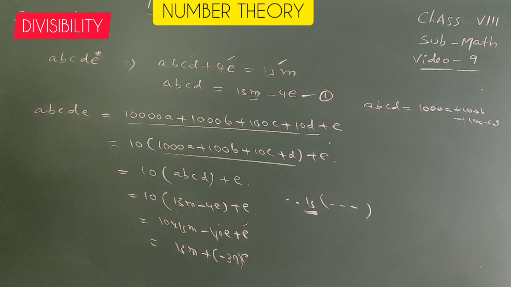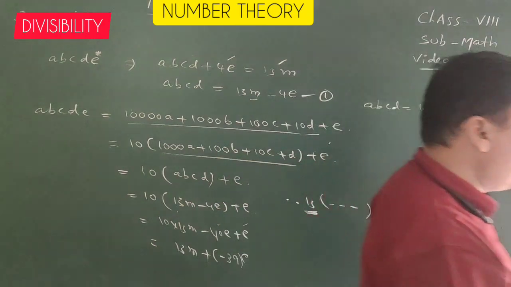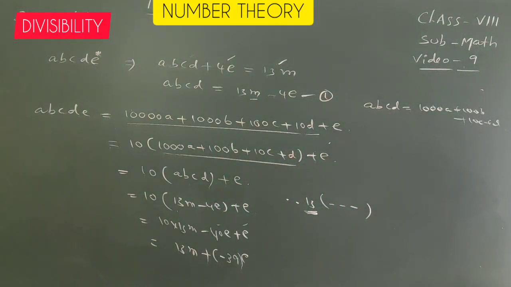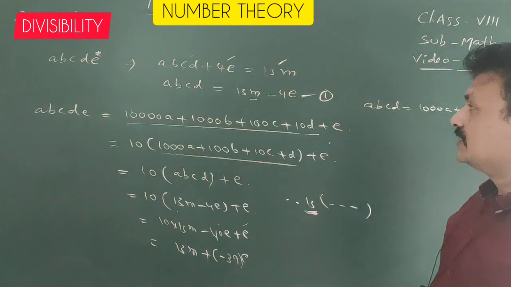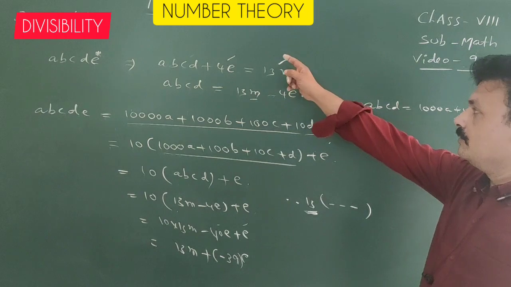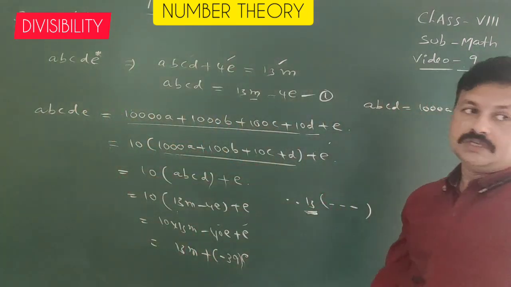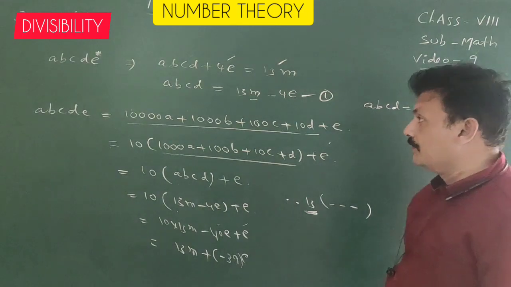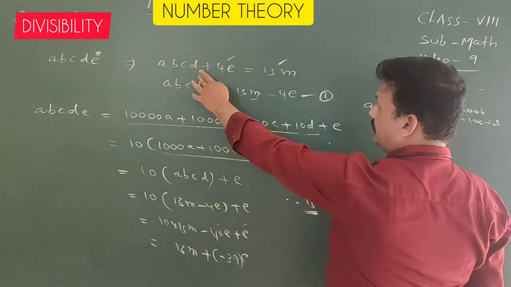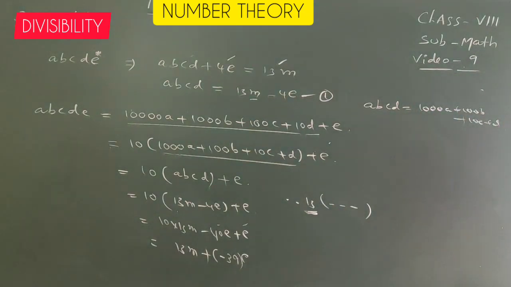Okay, the divisibility rule of 13 is add 4 times the last digit to the truncated number. Repeat the process as necessary. If the formed number is divisible by 13, then the given number is also divisible by 13. Here ABCDE is a 5-digit number. If ABCD plus 4E is a multiple of 13, then ABCDE is also a multiple of 13.